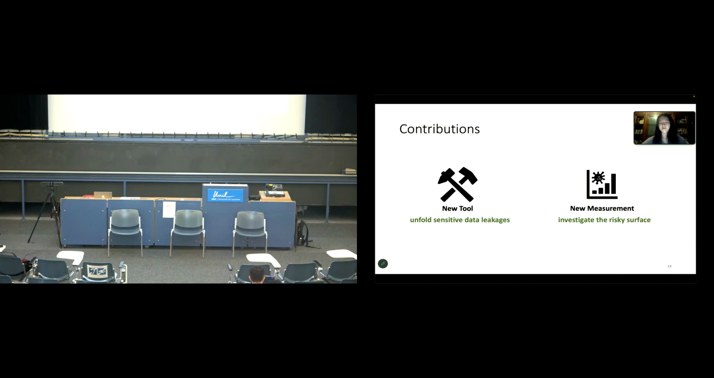With those in place, we have two major contributions in this work. First, we developed SenRev, a tool to identify sensitive data leakage in online health communities, both in image and text. Second, we apply our tool to investigate the risky surface of 4 online health communities to explore the sensitive data flow pattern and the leakage caused by different user interactions. Later, we discuss several countermeasures based on this.